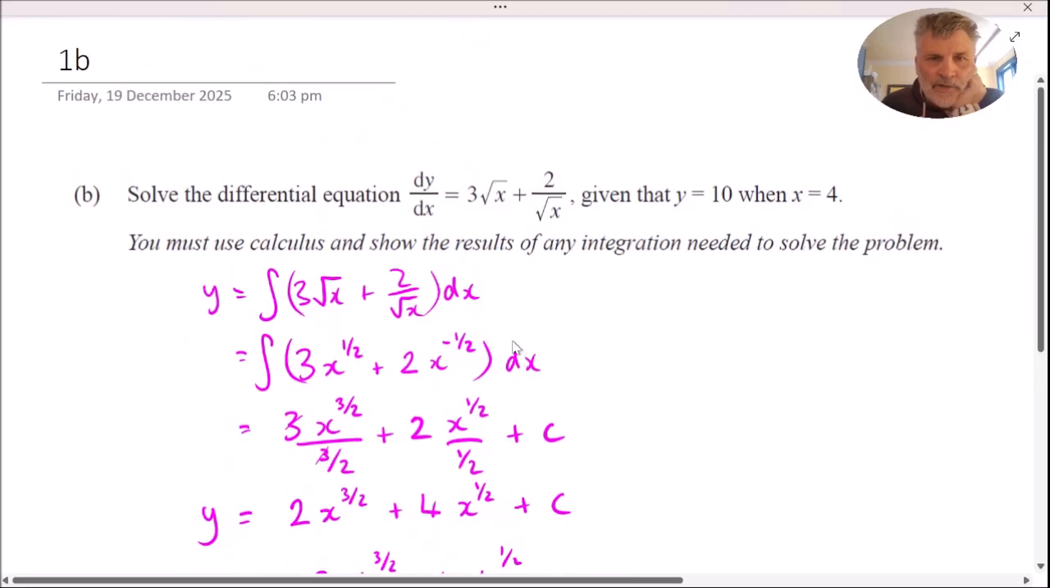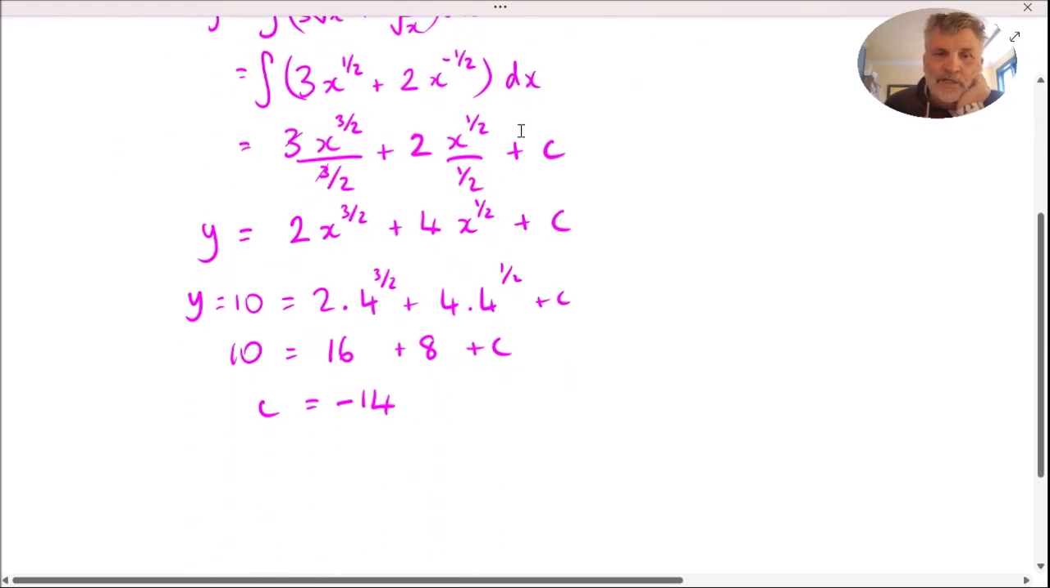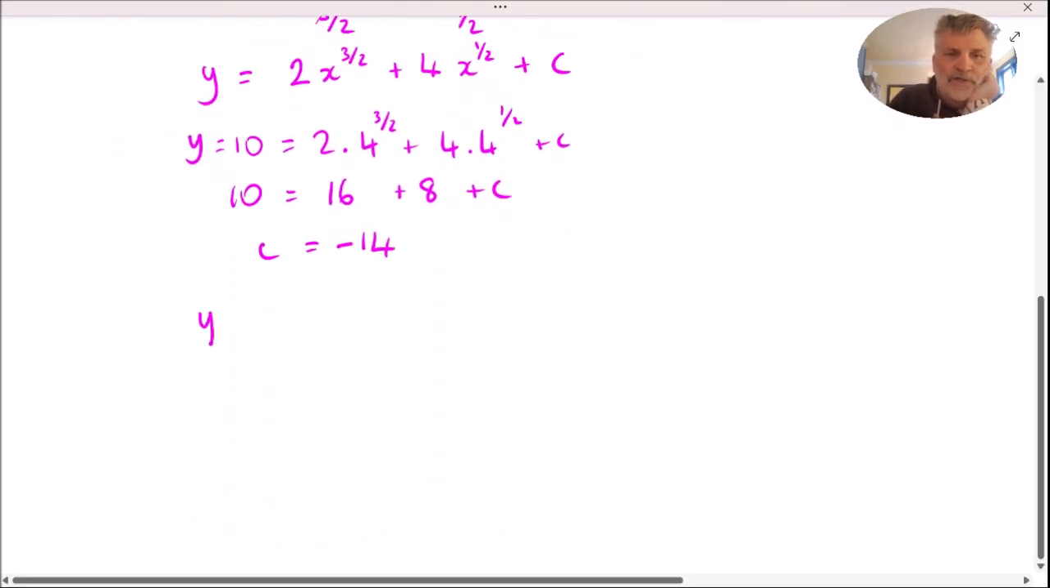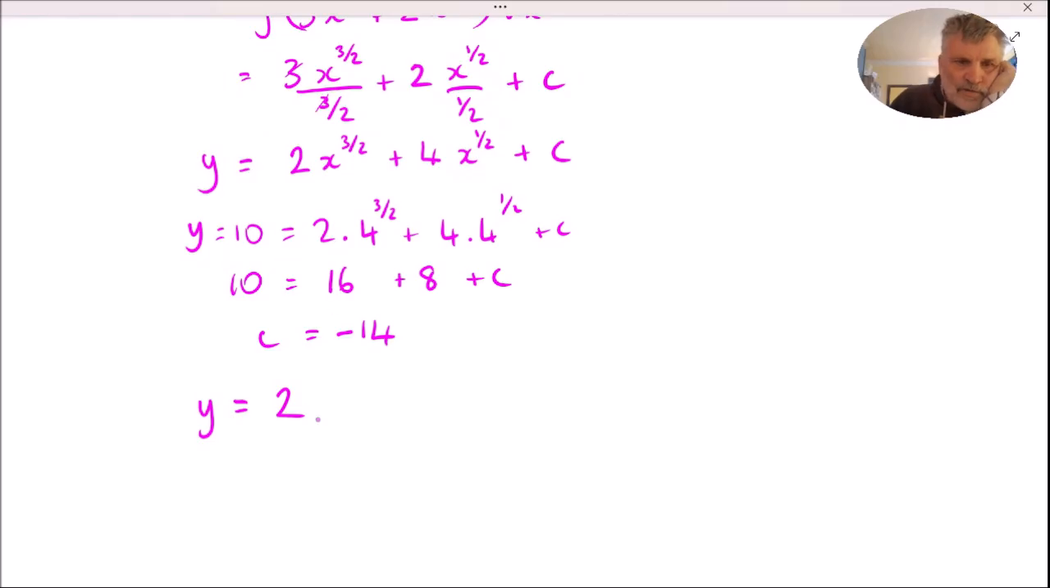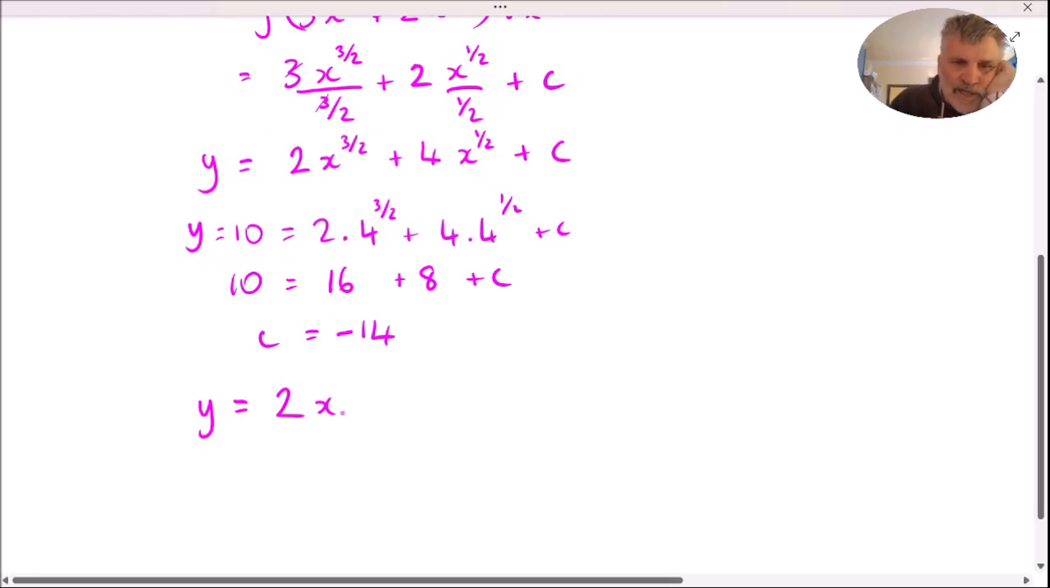And just checking what the question asks, solve the differential equation. So we've got to solve the differential equation. The solution is going to be y equal to 2x to the 3 over 2. You could leave that like that, or you could write it as x root x, or normally a normal power, I think, would be fine, but if you wrote that as a root x, this would be okay as well, minus 14.